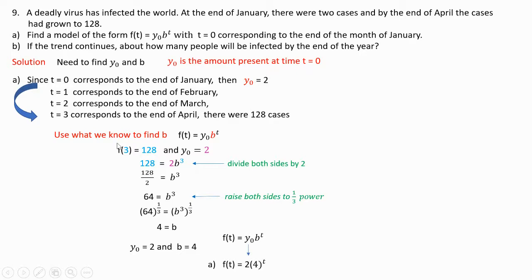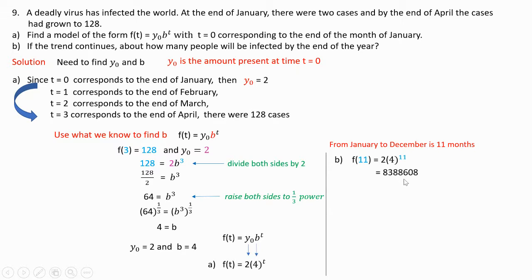Now let's find part B. So now, because from January to December will be 11 months, right? If we do the same as what I did here, t equals 1 is February, t equals 2 is March, t equals 3 is April. If you keep going, t equals 11 corresponds to the end of the year. So then I need to find f of 11, which means I'm going to plug in 11 for the t in the formula here.